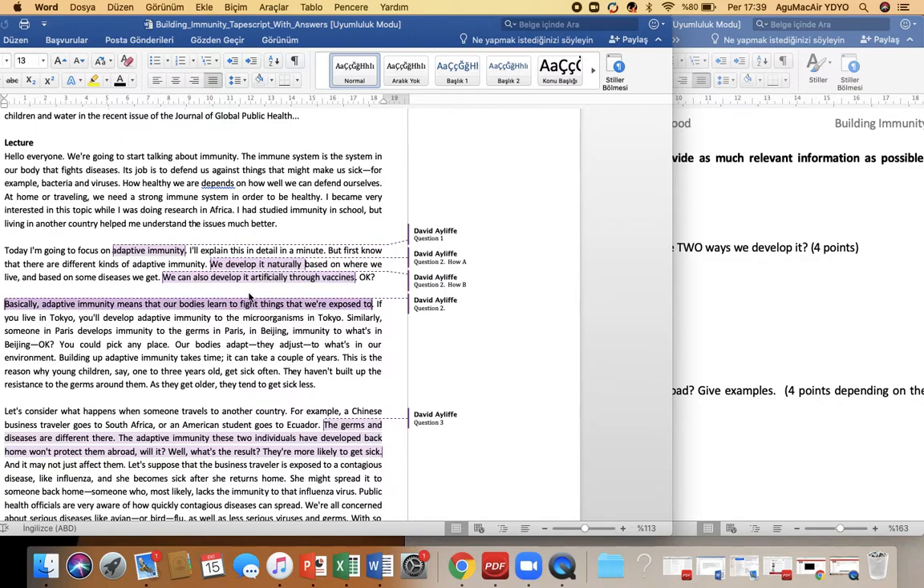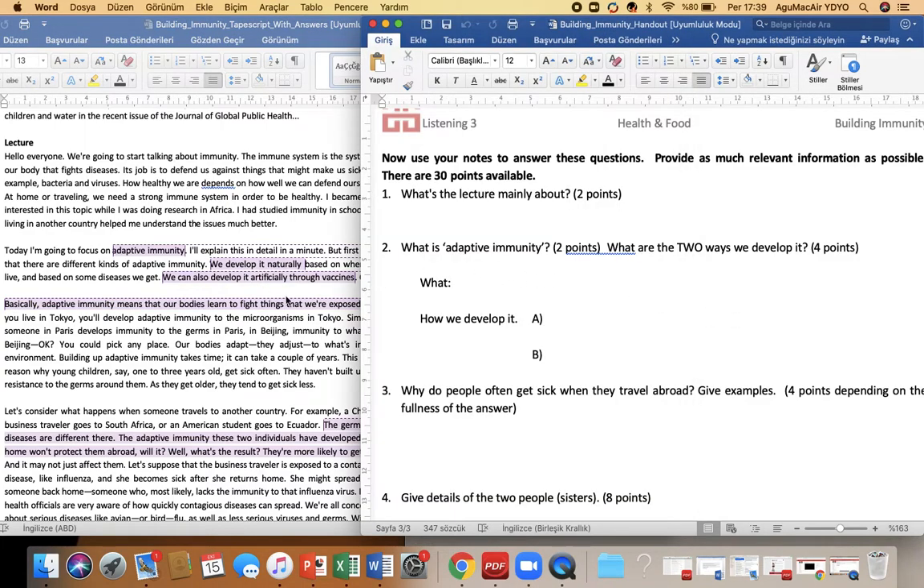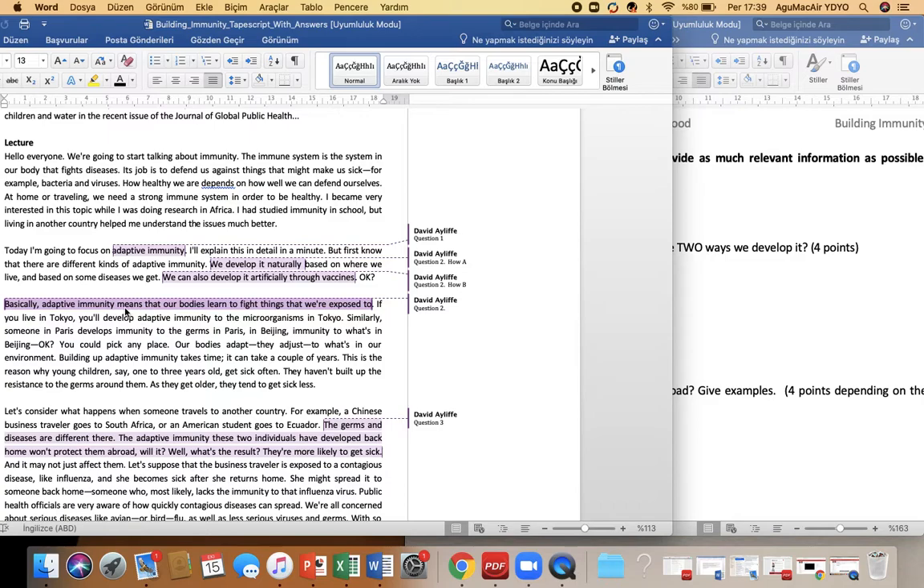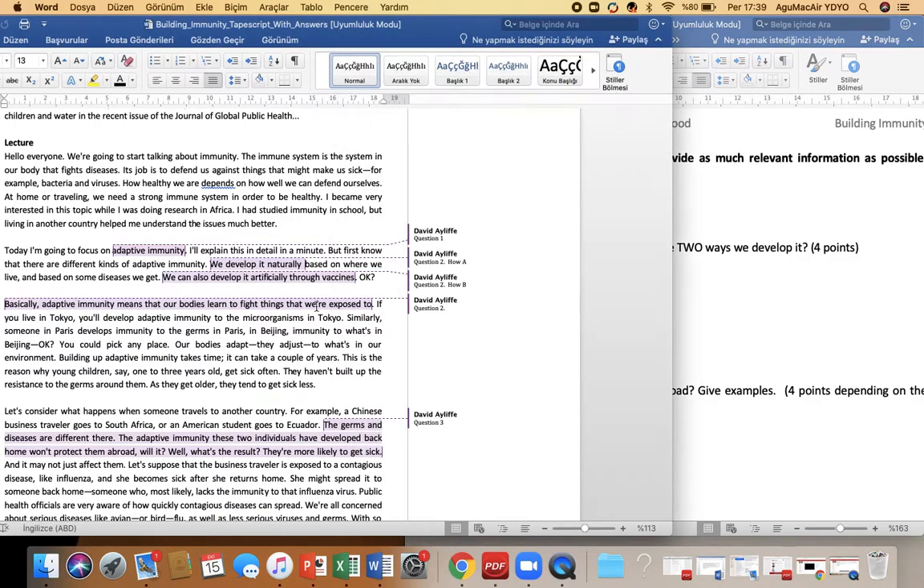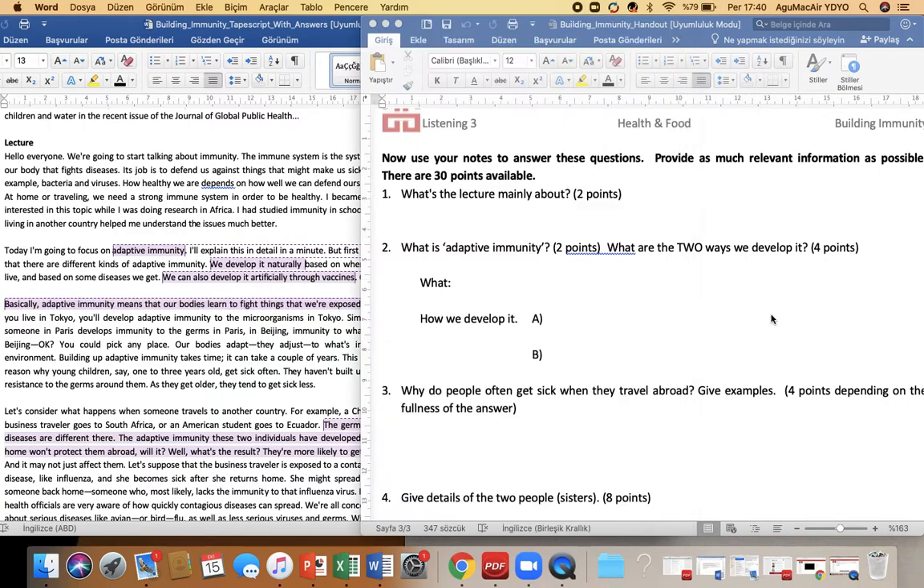The definition comes after the ways actually. So the definition is here. Basically, adaptive immunity means, so this is the keyword, right? We are going to write it because the task wants this from you. You need to write a definition, and this is our keyword: that our bodies learn to fight things that we are exposed to. So this is the definition, right? Adaptive immunity means that our bodies learn to fight things that we are exposed to.